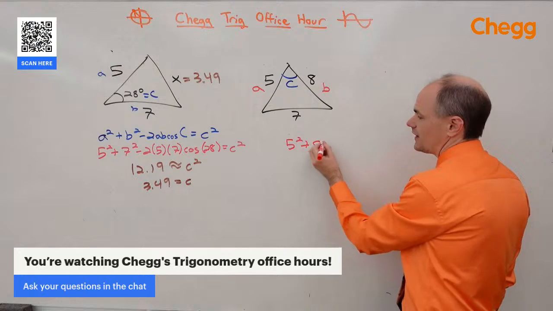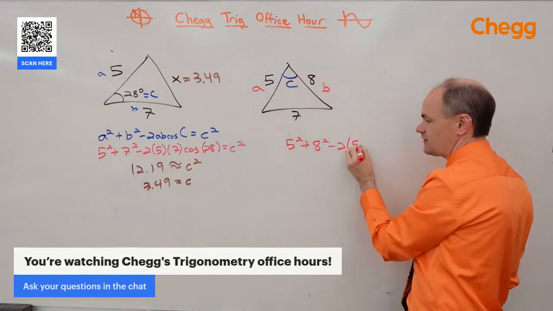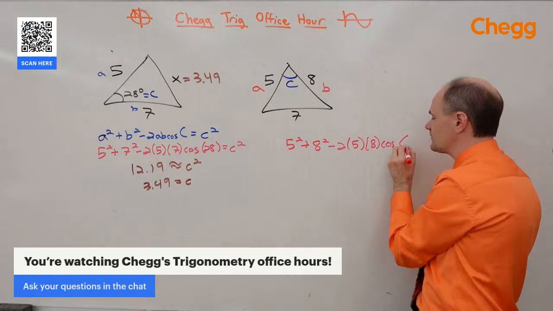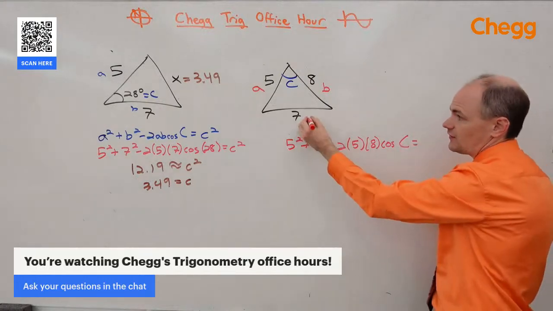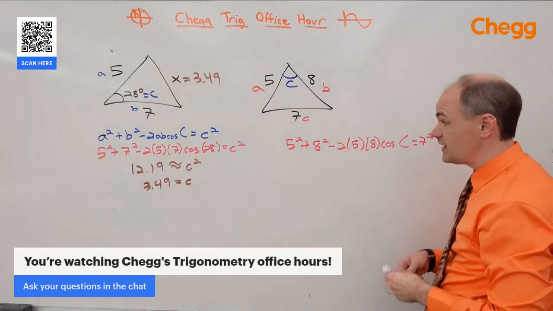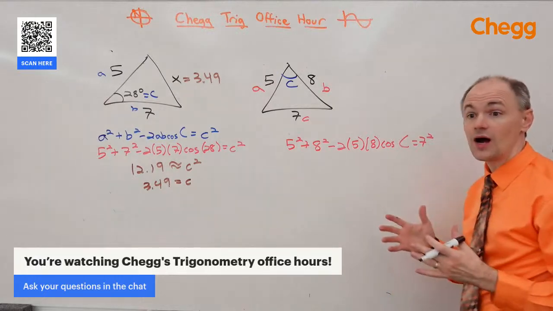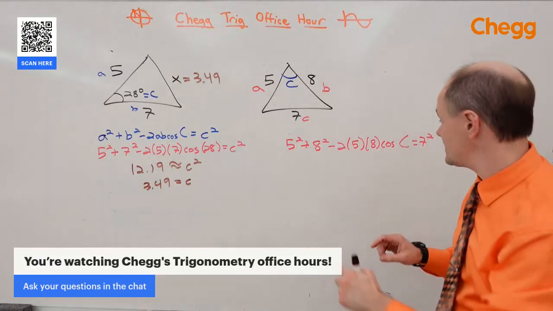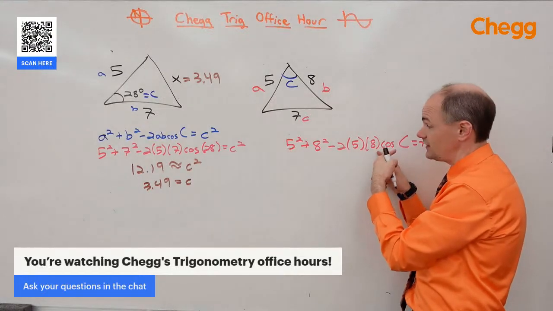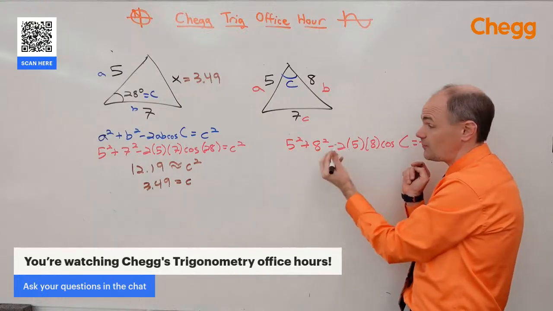So we're going to have 5 squared plus 8 squared minus 2 times A, which is 5, B, which is 8, cosine of C, and that's going to equal the other side squared, C squared, which is 7 squared. Now, when I simplify this, we can't just type it in our calculator. The common error students make, and you don't want to make this mistake, is they type in all of this in their calculator to figure out what number goes in front of cosine. But remember, addition and subtraction is done separately from multiplication in order of operations.